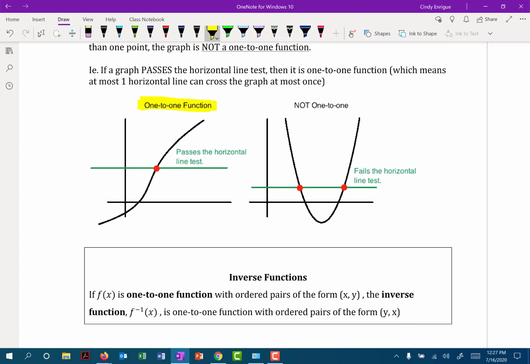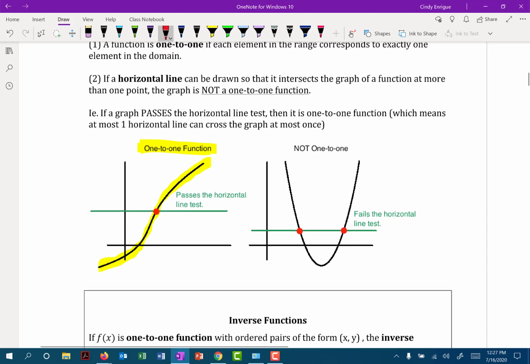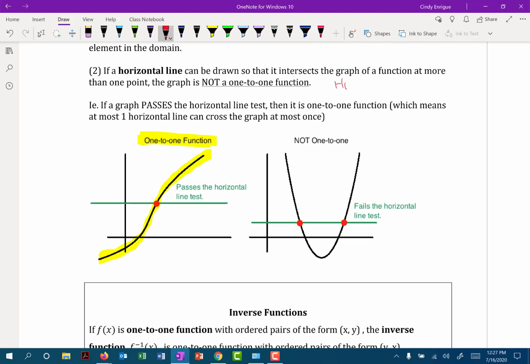This diagram is a one-to-one function. And the reason we're looking at this function here is because when we draw a horizontal line, and hopefully you guys remember that a horizontal line goes left to right. So if I draw a horizontal line through it, here's my left to right, and it only crosses it once, then it is a one-to-one function.